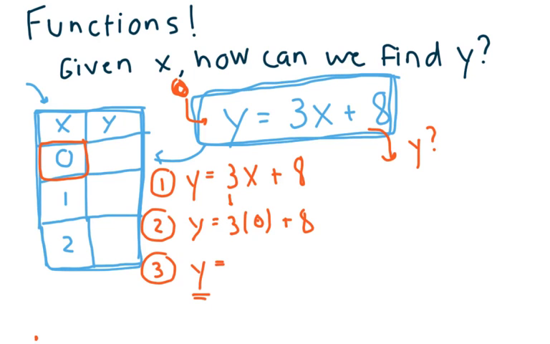The output is going to be, what's 3 times 0? That is 0, plus 8. So my output is y equals 8. Okay, so I'm going to fill that in on my table. On these problems, you're going to keep going, keep plugging in your inputs to find your outputs until you fill in all these missing blanks on the table. We're going to do one more together. So I'm going to erase my work.